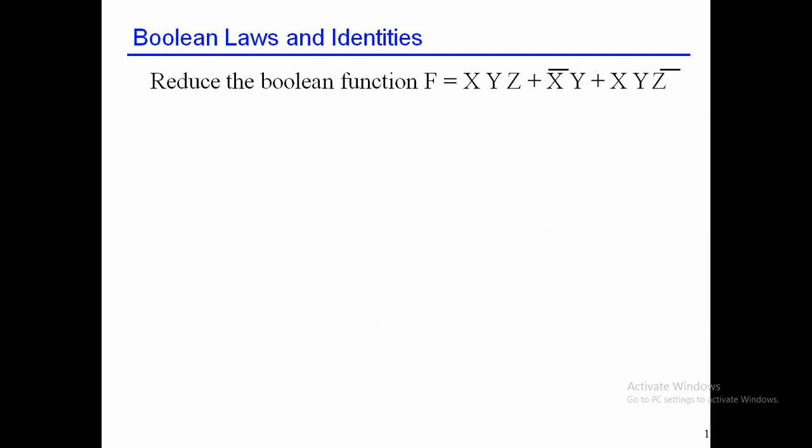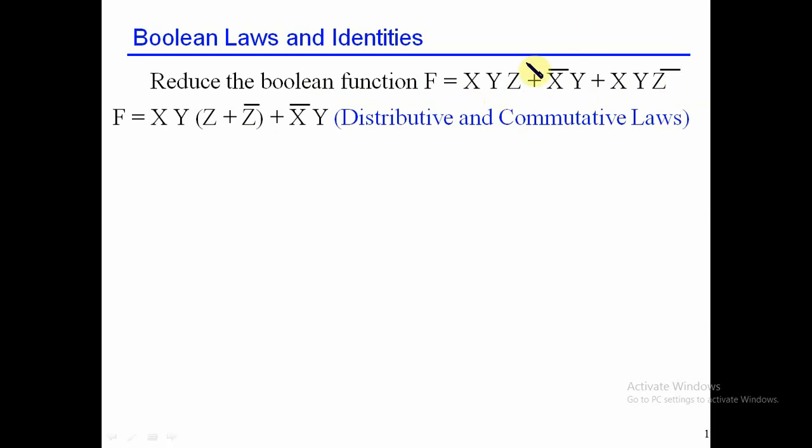Here we check some Boolean laws and identities, and take a reduction example. Reduce the Boolean expression function xyz plus x bar y plus xyz bar, the given equation we have to reduce. Here we use the distributive and commutative laws. xy is the common term in the given equation, hence we take it outside. We prepare one bracket with z plus z bar, xy is common, and the remaining x bar y is put as it is.